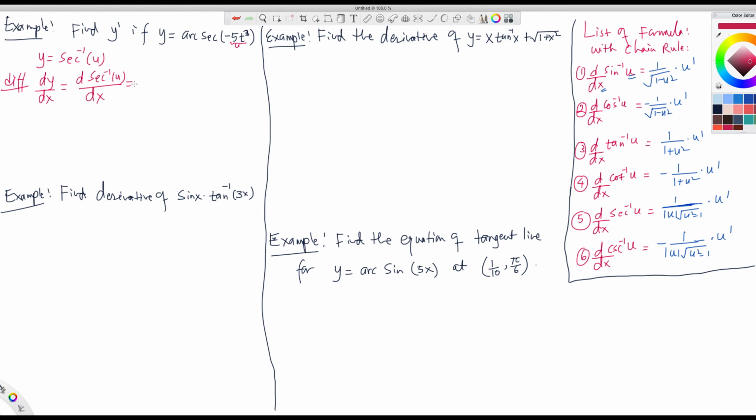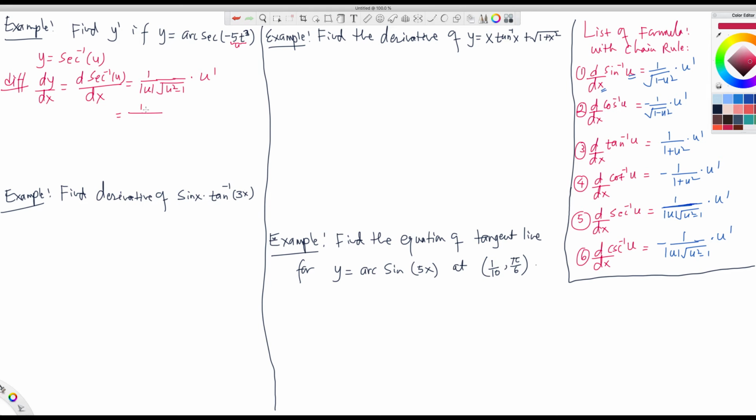So what is the derivative of secant inverse u? They don't match, right? So the derivative of secant inverse u is 1 over the absolute value of u, times the square root of u squared minus 1, times u prime. You see that? Now we plug in the value of u. So what do you get?